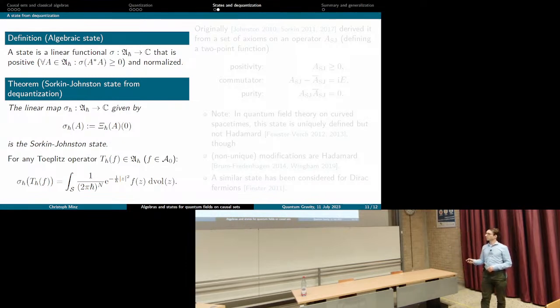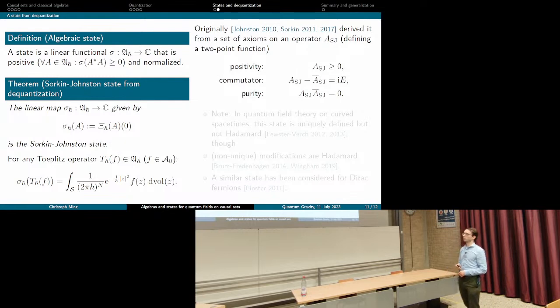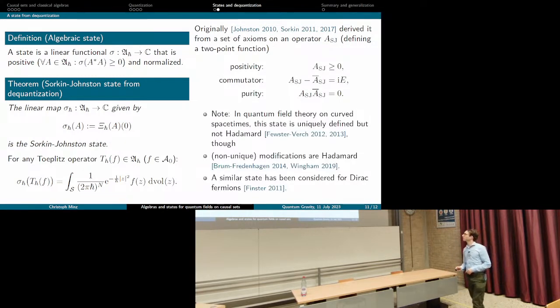This gives you the Sorkin-Johnson state that had been known in causal set theory before, but essentially what we did in this project was find a mathematical way to define the state. Usually when you look into the literature about the Sorkin-Johnson state, you find three axioms that are imposed on an operator that gives you a 2-point function, which corresponds to this state; we have derived this in a more mathematical way. It was also interesting that this state has been suggested for quantum field theories on curved spacetimes. However, if you do that, you have to be careful because the state is not Hadamard. But there are modifications that reinstate this Hadamard property, and there are also similar generalizations to Dirac fermions.